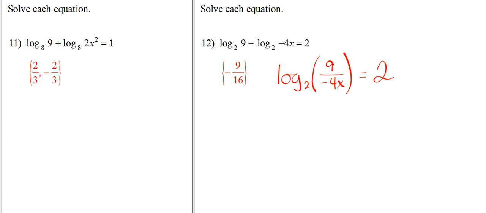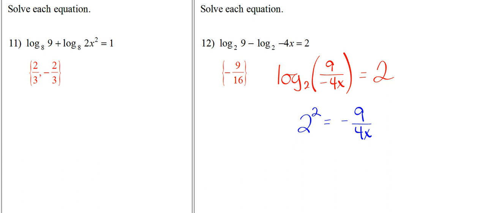We have to rewrite this into exponential form because inside our log, inside the argument is where our variable is. So what is this saying to us? A log kind of asks a question. What power do I raise 2 to get 9 over negative x times 4? And the answer is 2. They gave us the answer. They said that 2 squared is equal to negative 9 over 4x.